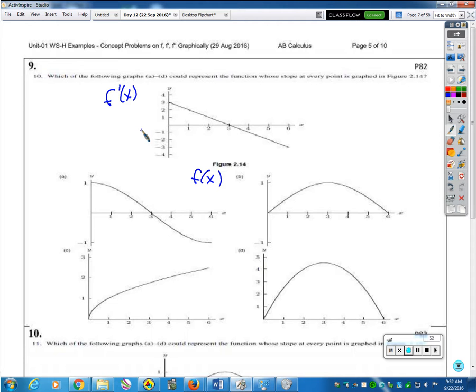You keep reading. And you say, okay, so I'm looking down here. So which of those graphs could represent the function. So these are representing some function. So just put f of x to name them. Whose slope? So the slope of f of x is f prime. That's how it is. Okay. I didn't know that. Did that help? Yeah, that helps. Okay.